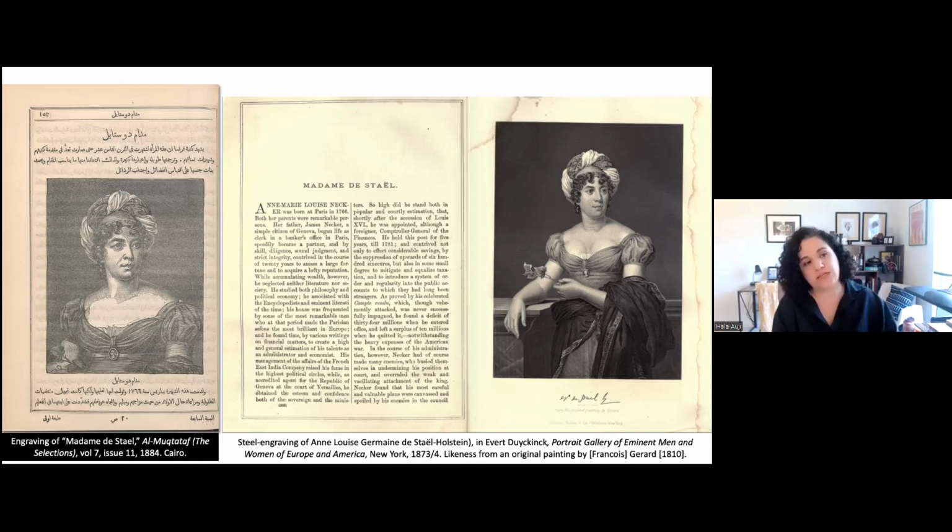But what's interesting about the Arabic version is that there's no reference to the original source, unlike the steel engraving that really goes into detail. The Arabic versions have no references at all. They're reproduced by local engravers who include an inscription that is their name, but they don't tell you where these images are coming from.